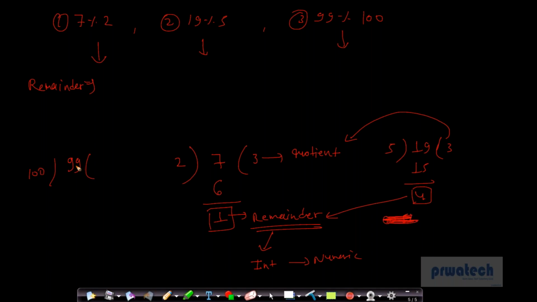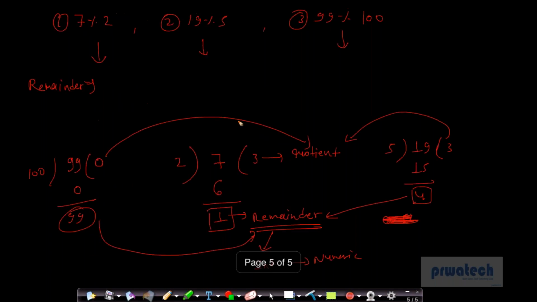So 99 by 100 goes 0 times, and 99 itself is the remainder here. A small note: whenever a smaller number is in the numerator and a bigger number is in the denominator, and you want to divide, then your numerator itself is your answer as the remainder. Okay, this is the math part. Now I'm going to apply the same math here.